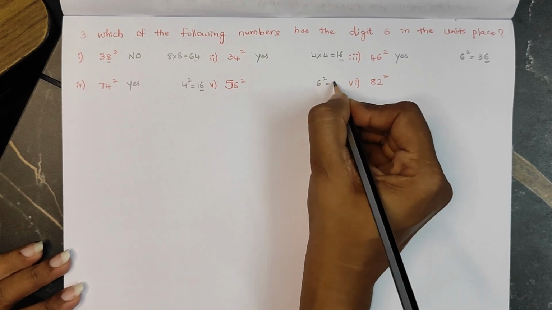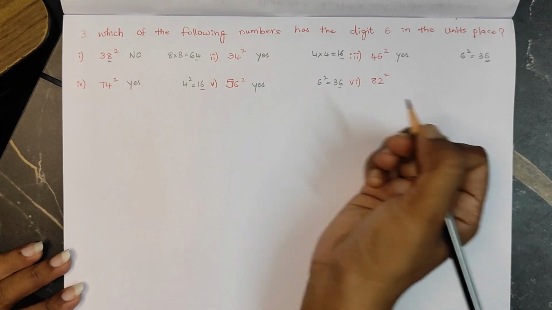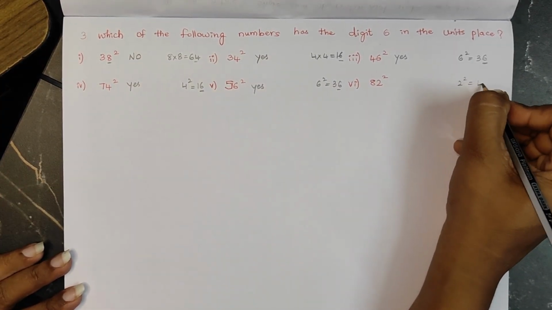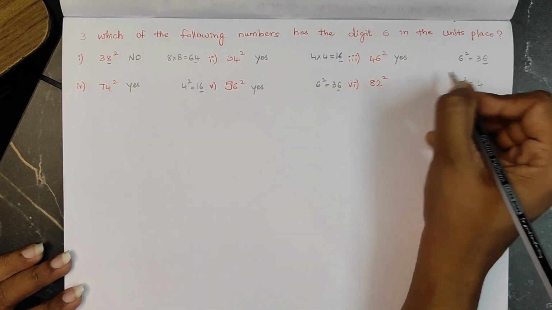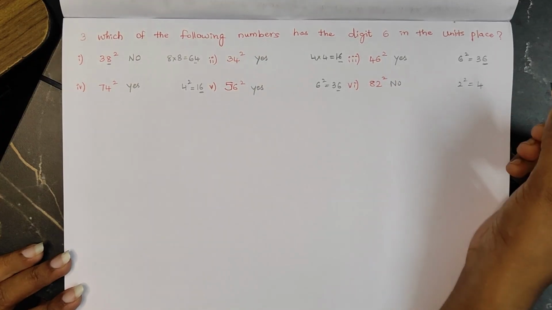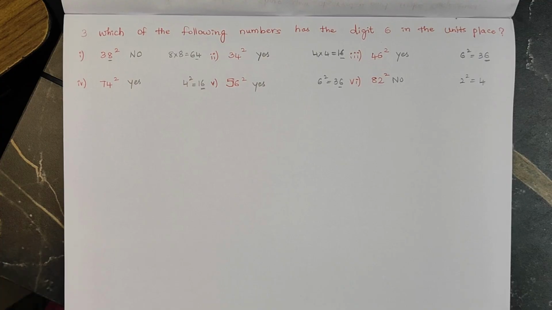6 square is how much? 36. 6 is ending in the units place. 2 square, we are getting 4. We are not getting 6 in the units place, right? So 82 square does not end with 6 in the units place.